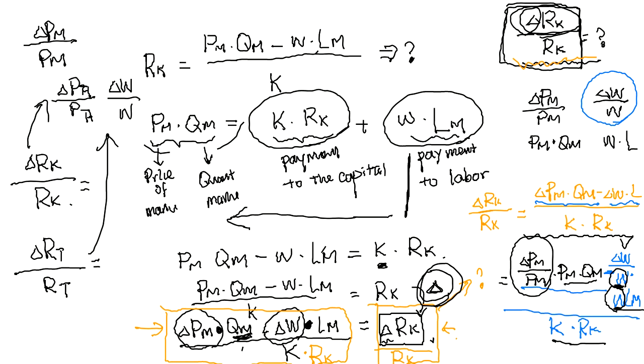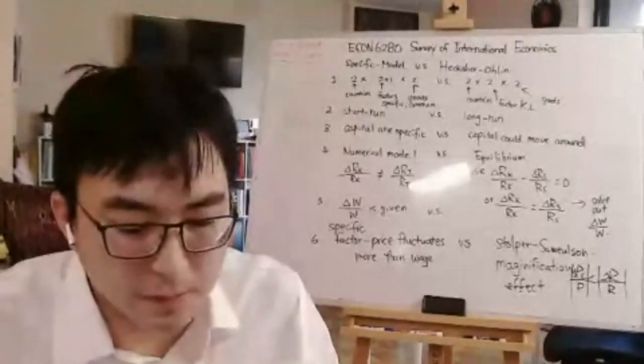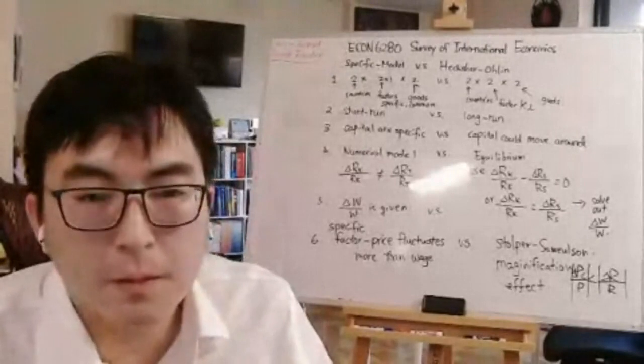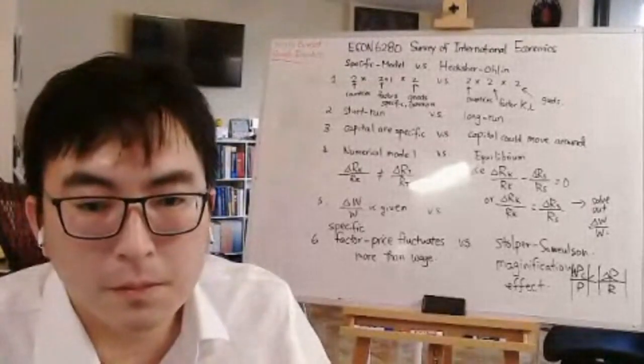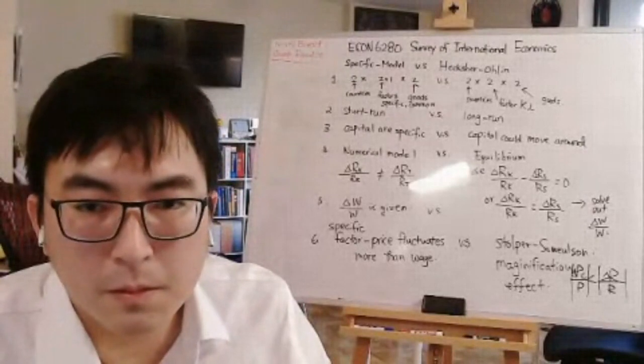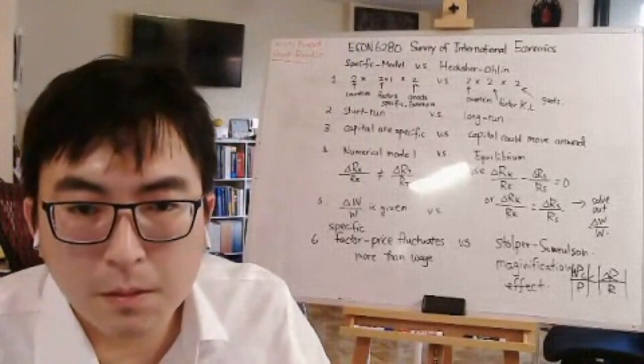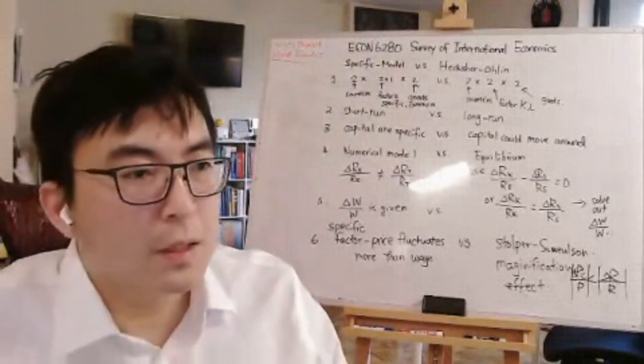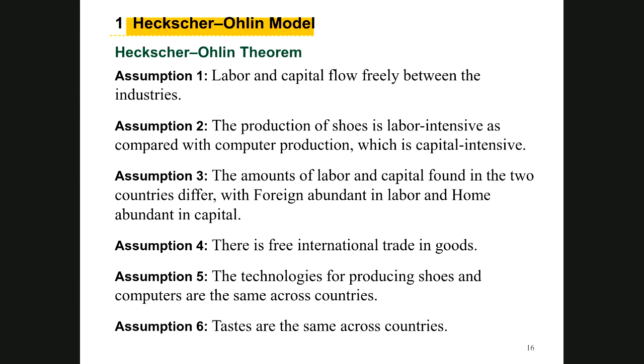So we have to go back to the Heckscher-Ohlin model right now. Okay, so let's briefly review a little bit of the Heckscher-Ohlin model. This is the third neoclassical model that we talk about, right?